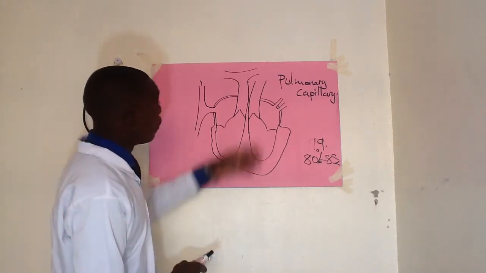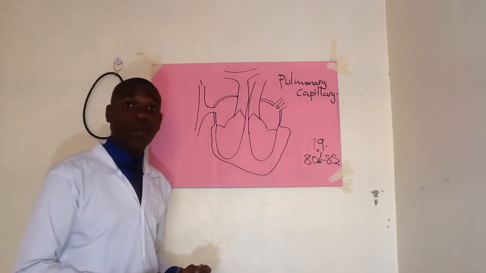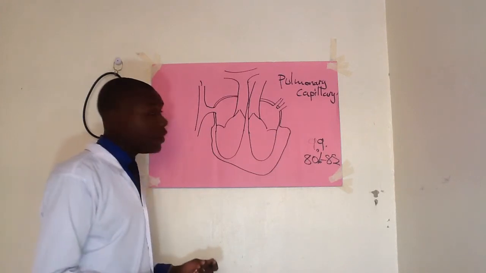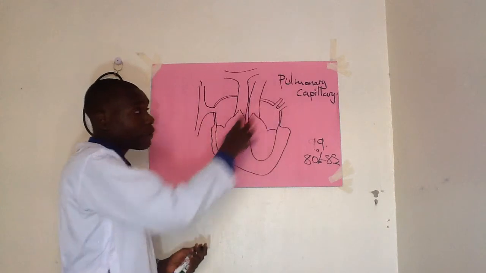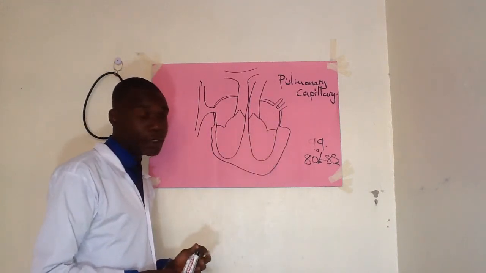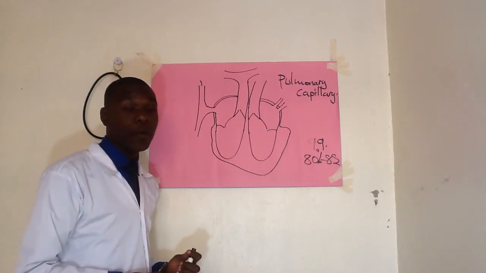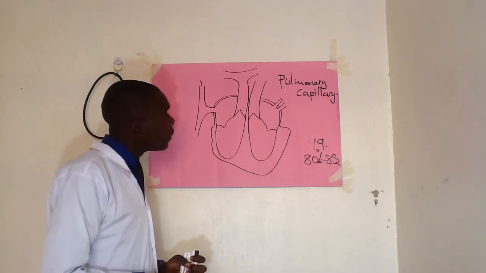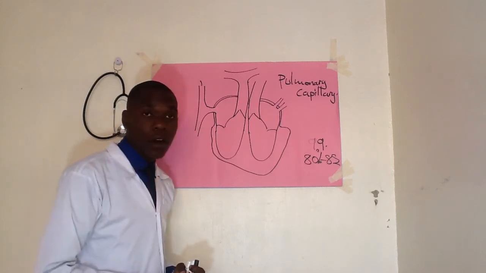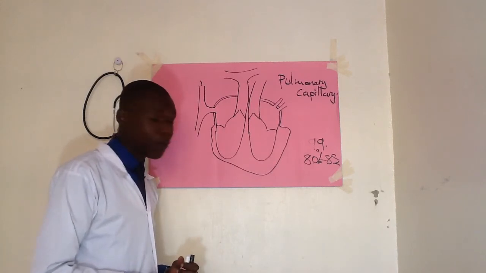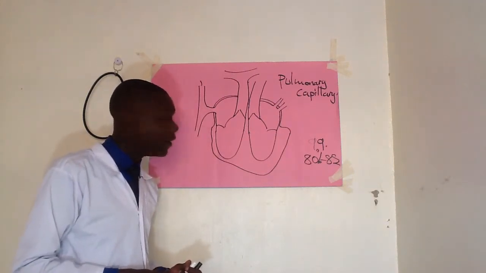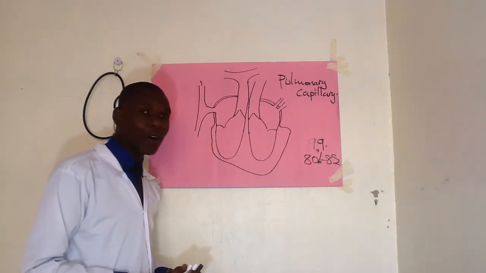So, after the blood picks up oxygen from the lungs, it is going to come back to the left side of the heart. And this time it will be oxygenated blood. It's going to return through a set of veins. Any blood vessel that returns blood to the heart is called a vein. Through a set of veins called the pulmonary veins.